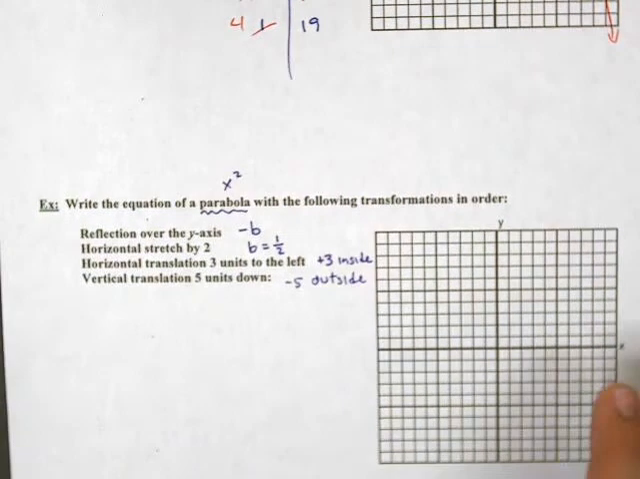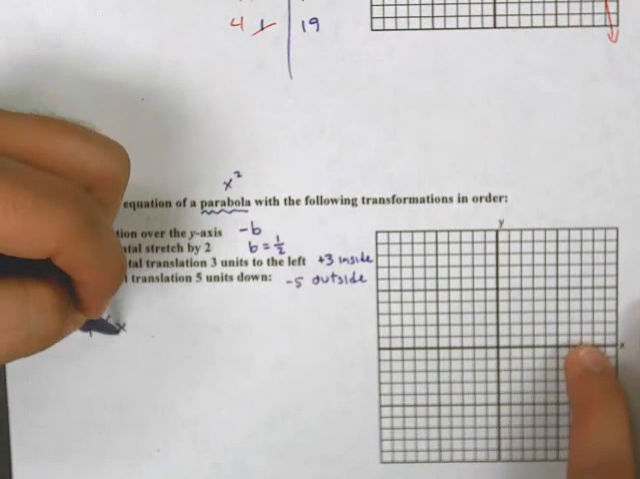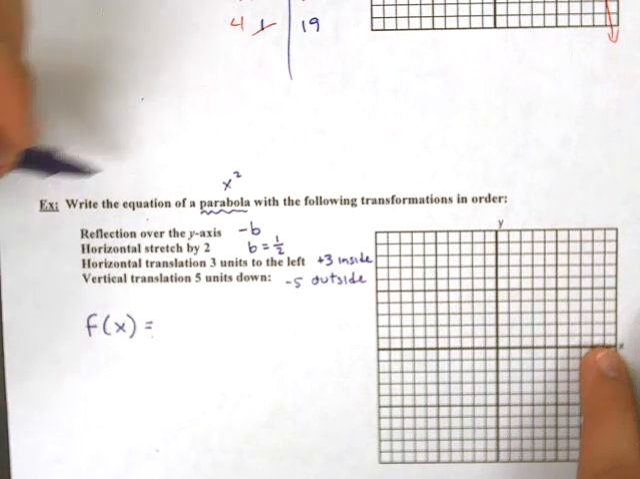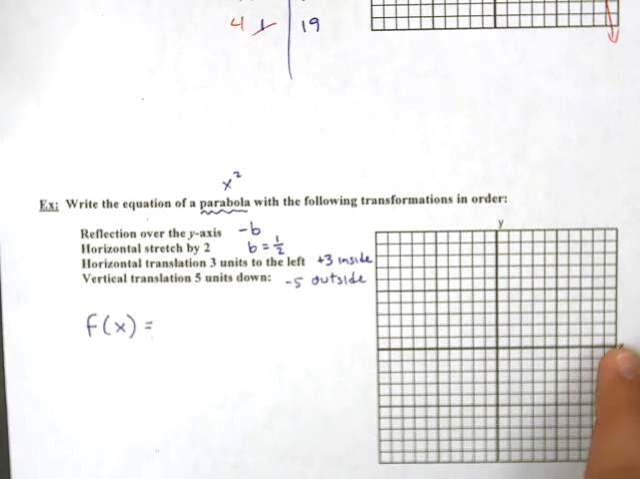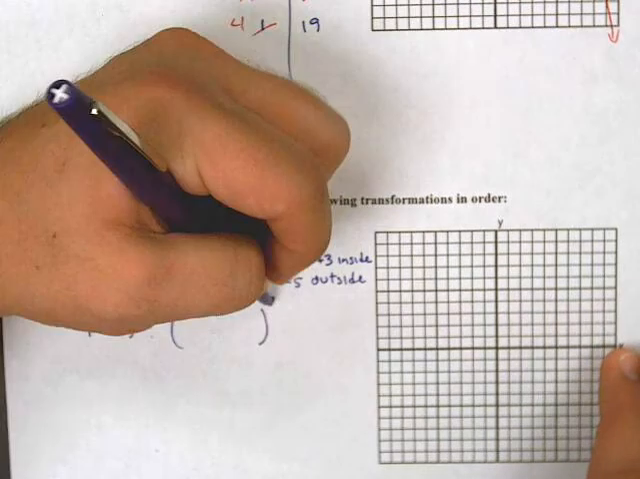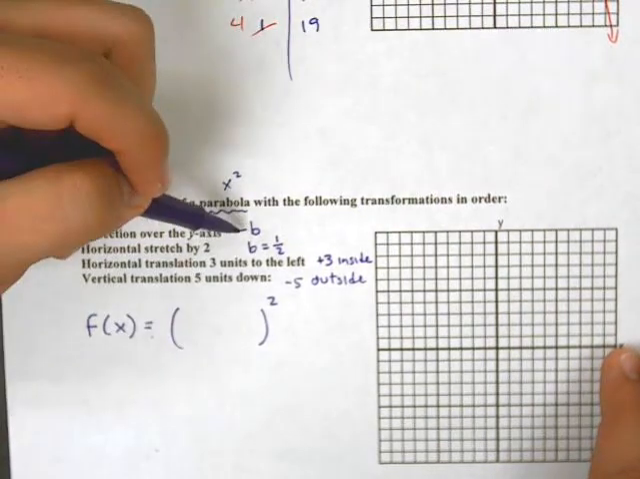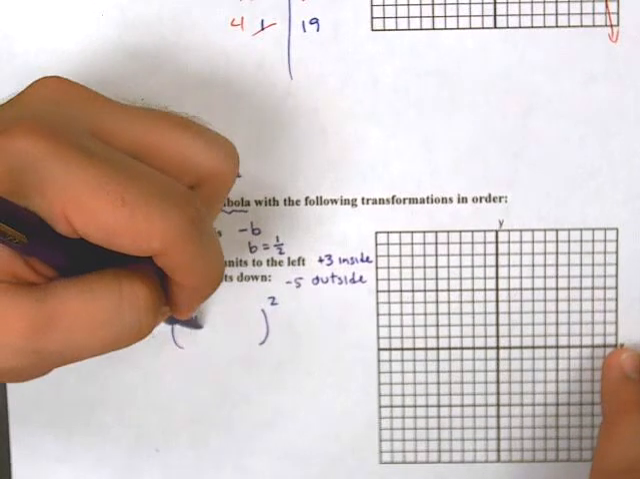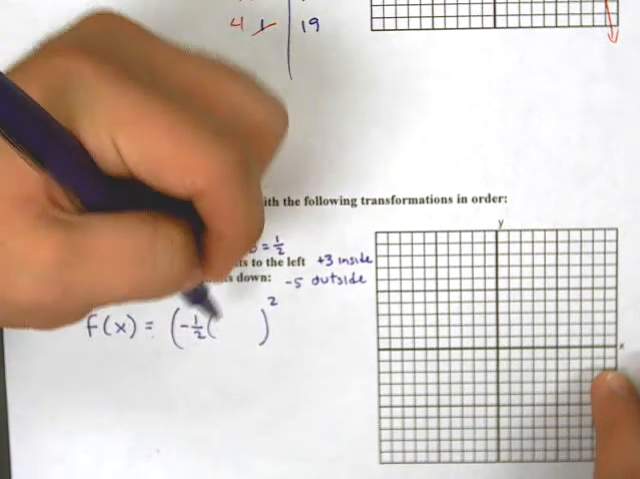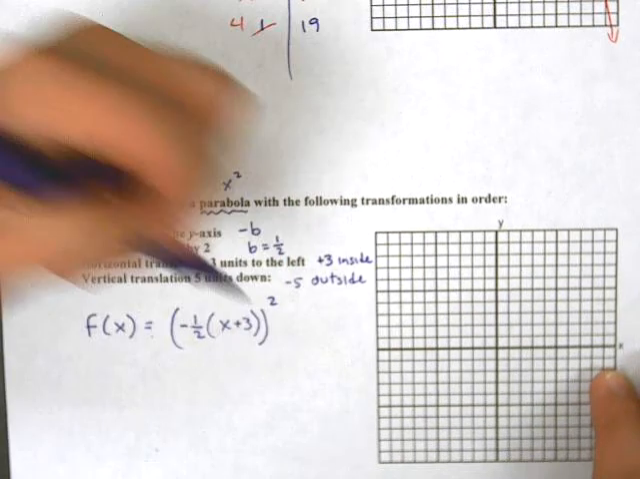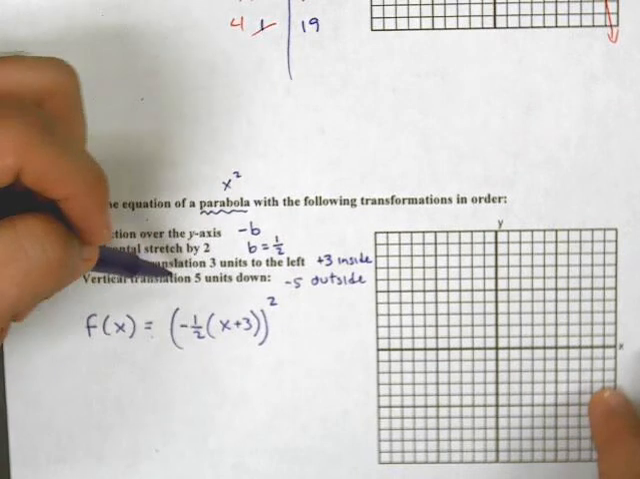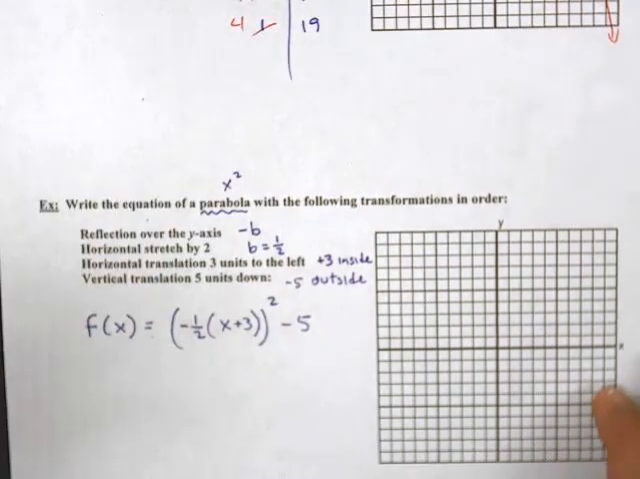Okay, so now we have to put it all together. F of x equals, well, we said what? There's nothing to do with the a value, right? So we're just going to go ahead and start. We know we're going to have squared. We know that we have to have a -1/2 inside the function. And we know that we're going 3 to the left. So a +3 inside. Vertical translation 5 units down is just like that.